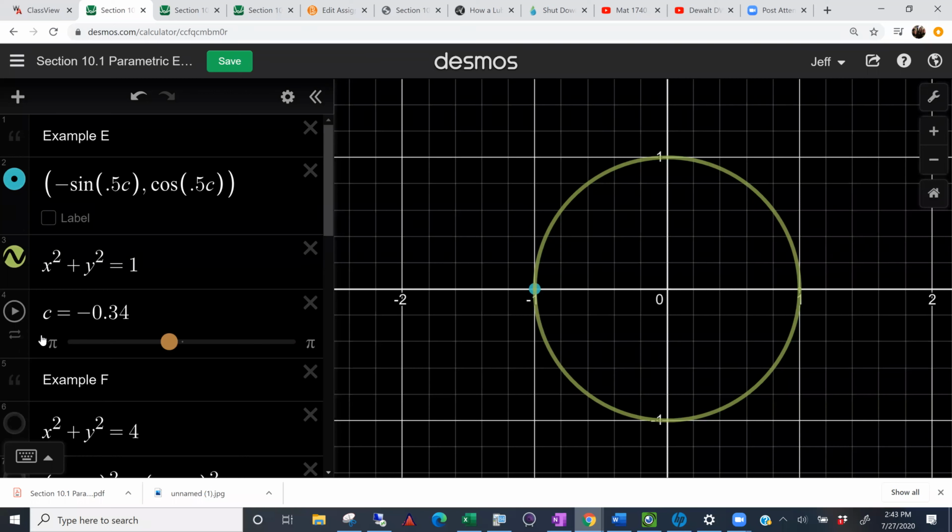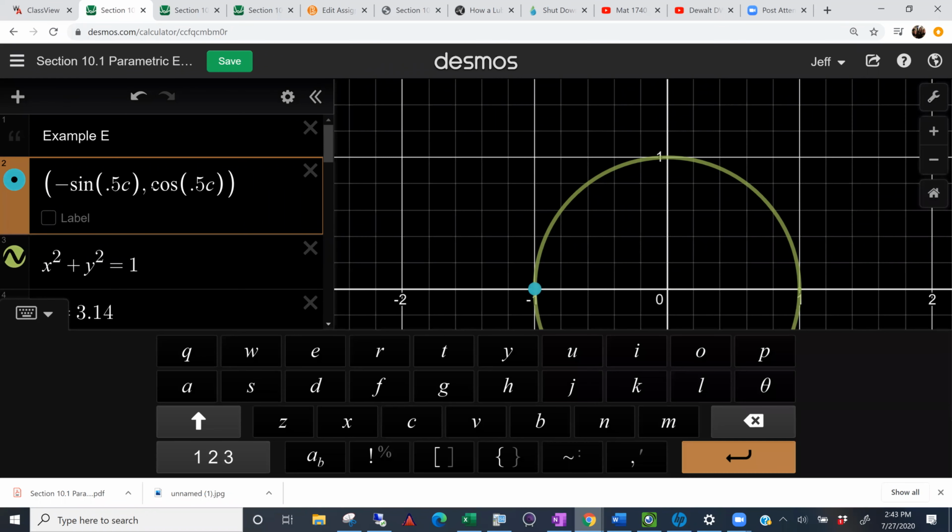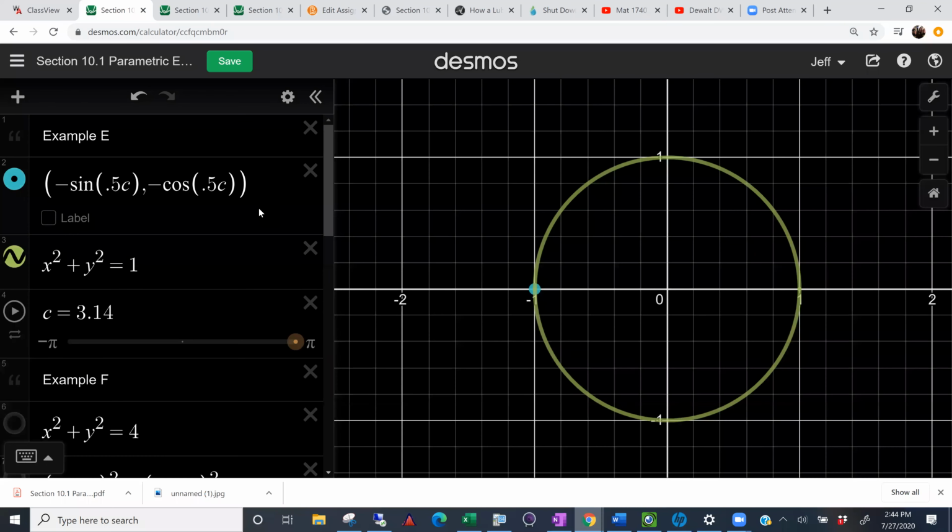let's see how that changes this graph. All right, so when I start out graphing this at negative pi, now it starts out here at x equal 1. And as I move the cursor, you can see that it's got a different orientation. Or if I made this negative, then I'm going to get a different part of the graph altogether.